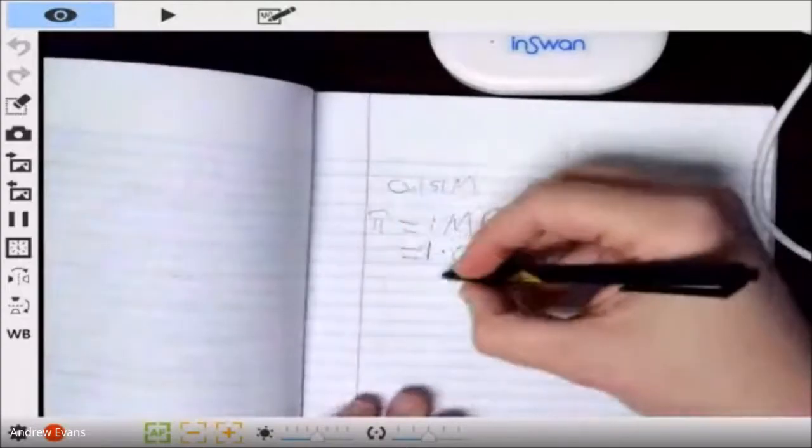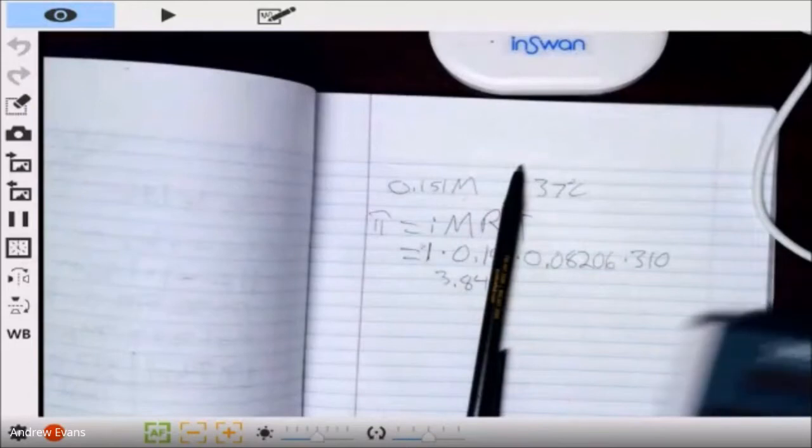The pressure is actually not that bad. 3.84. Not too difficult there.